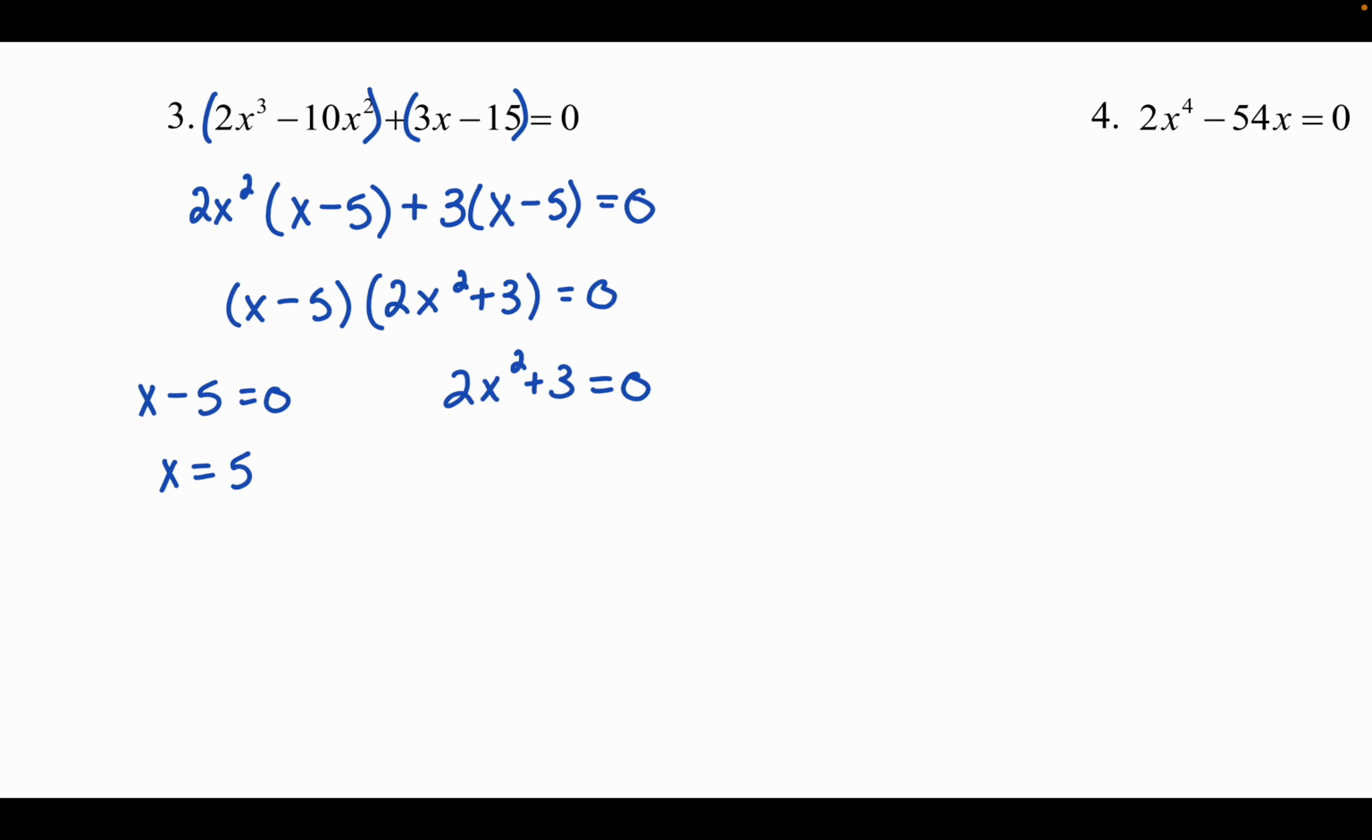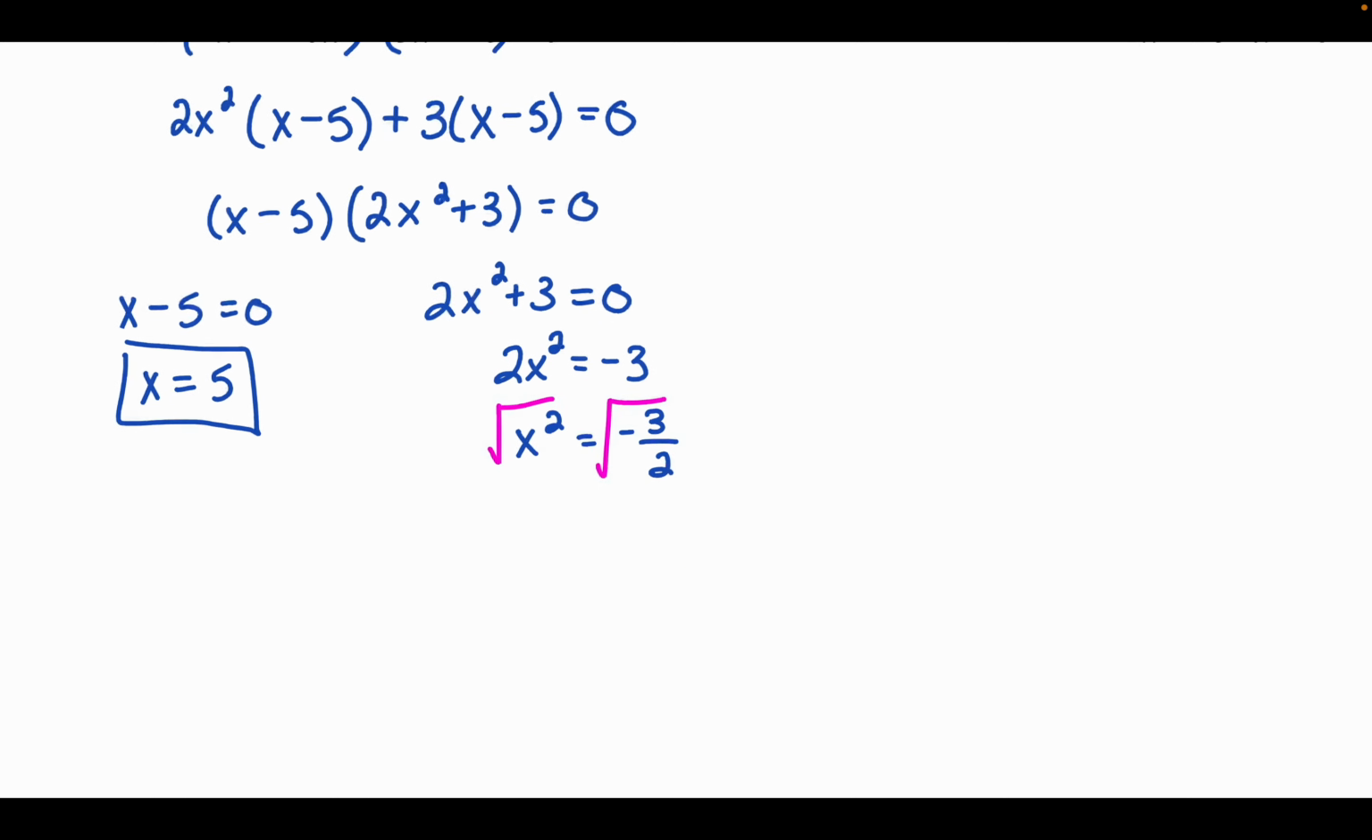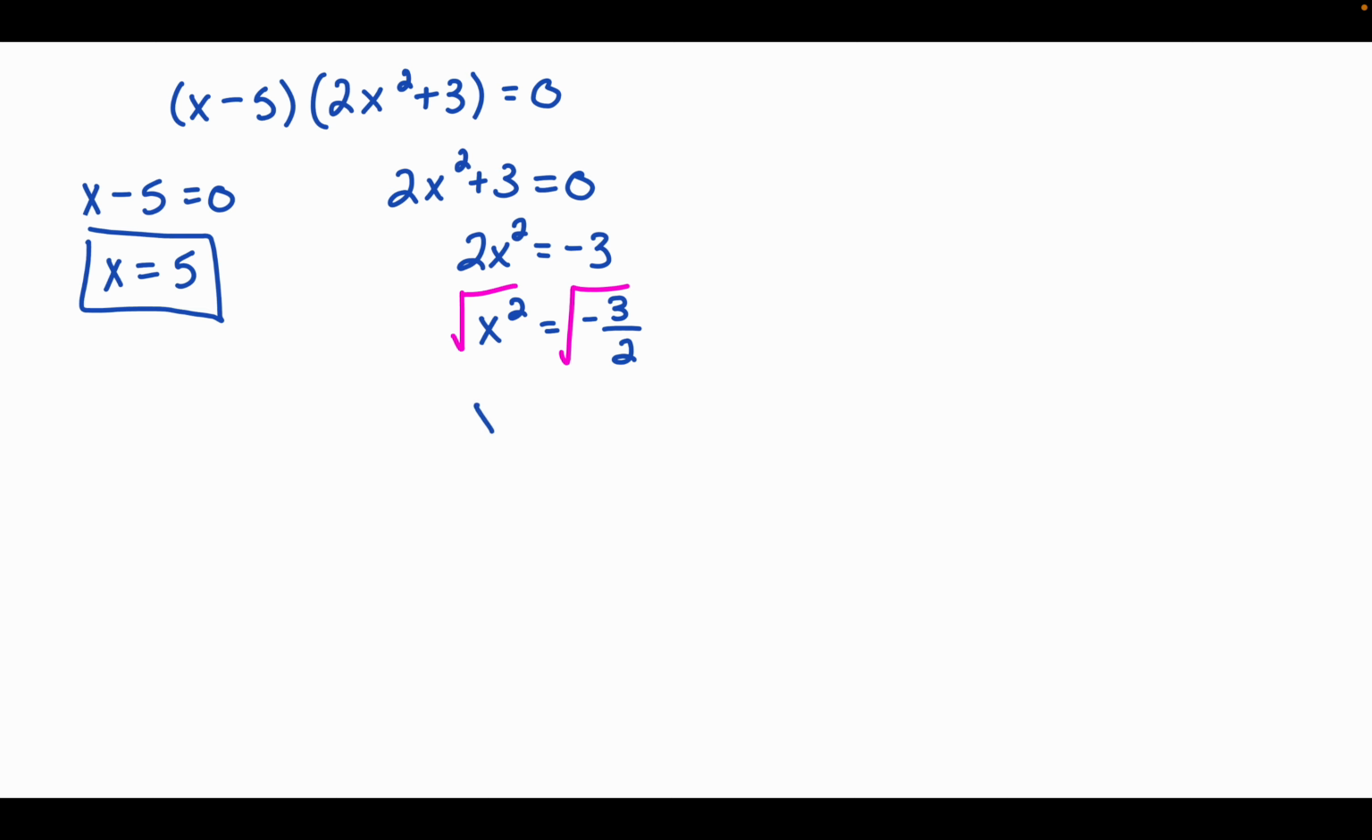For the first one, I just have to add 5 over, and there's my solution. The second one is a quadratic again, and we can actually solve it using the square root property. So I'm going to subtract 3, and then I'm going to divide by 2. From here, I need to take the square root. So I will get x equals plus or minus, when we take the square root, I will have an i, this will be imaginary. And then I get square root of 3 over square root of 2.